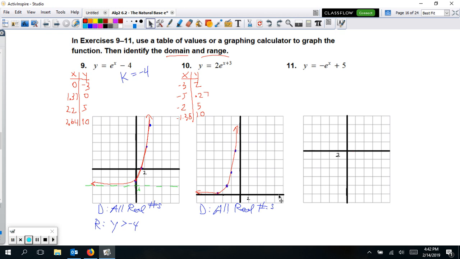So our asymptote's on the x-axis, which is 0. So it's above that, so it's just right there, y is greater than 0. Very simple.